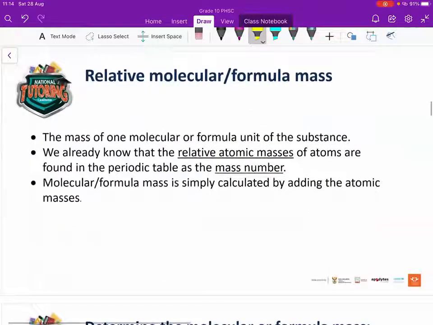Right, you also would have been exposed to this in about term 1, relative molecular or formula mass. And this is really important that you understand how to work out the relative molecular or formula mass. It's the mass of one molecule or formula unit of a substance. We already know that the relative atomic masses of atoms are found in the periodic table as the mass number. And when we are working out the molecular or formula mass, we simply calculate it by adding the atomic masses.